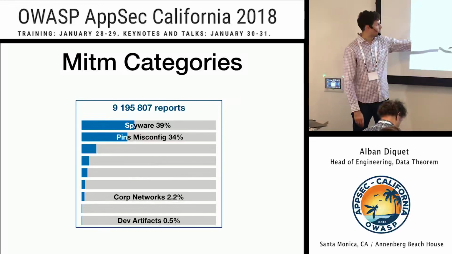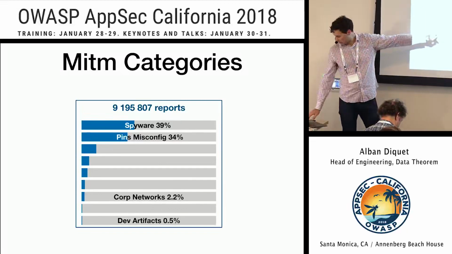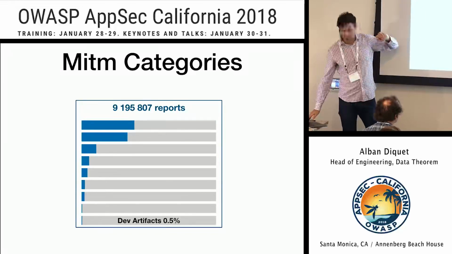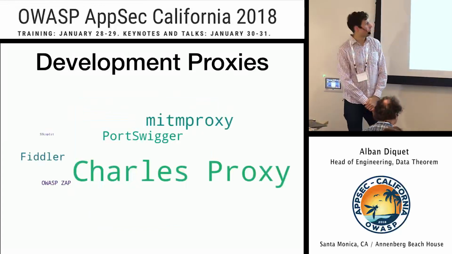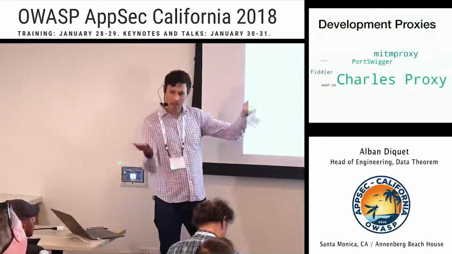And I'll start from the bottom. The first one, what we call dev artifacts. It's the one you just saw in the demo. It's developer or pen testing tools. The most popular one is Charles Proxy. It's the one that most mobile app developers use, but OWASP ZAP is here.